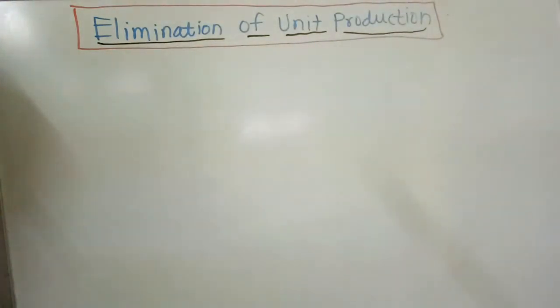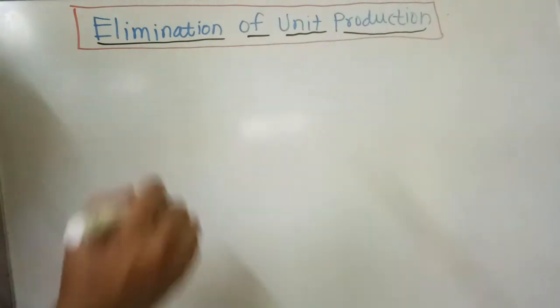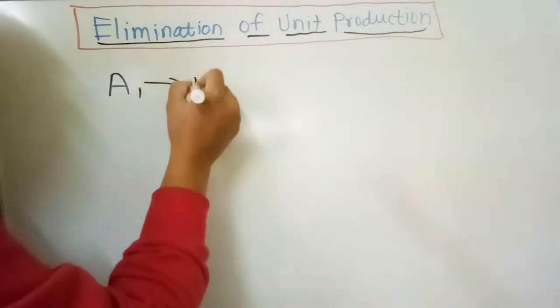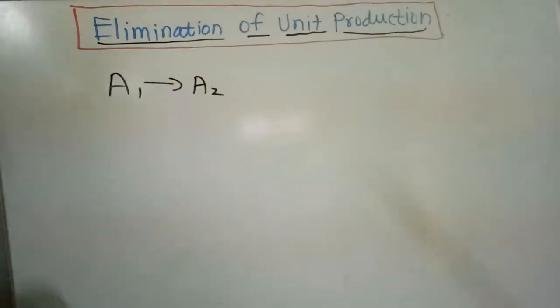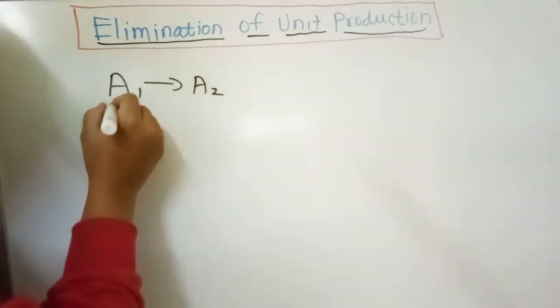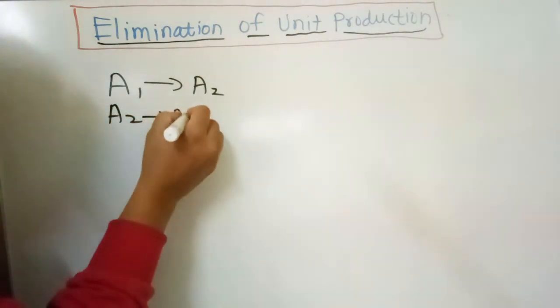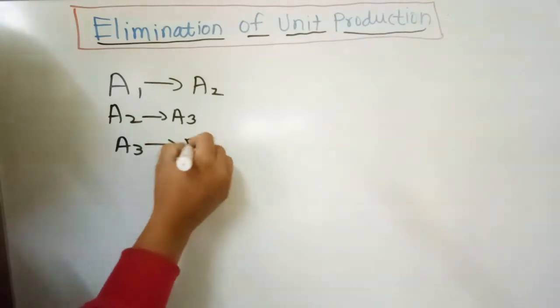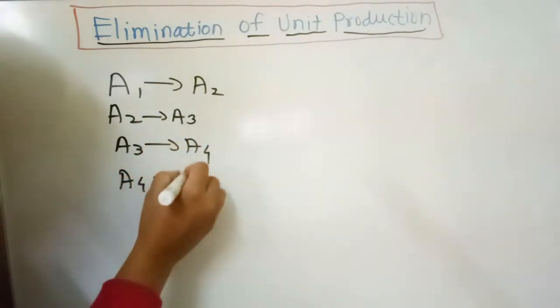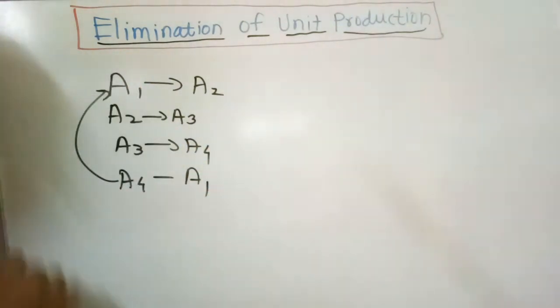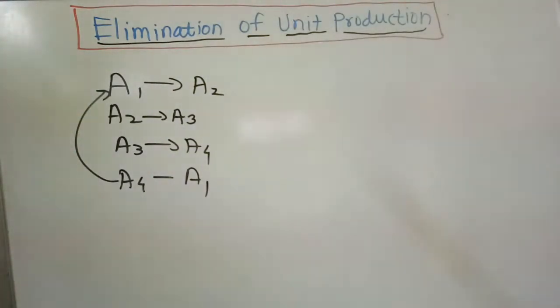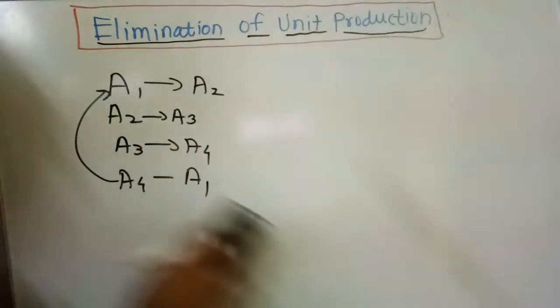The technique is used on expansion of unit productions, and the unit production disappears. This technique works in most of the cases. For example, there is a production A1 gives A2, again there is a production A2 gives A3, A3 gives A4, and again this A4 ultimately produces A1, meaning this is present in a cycle form. So we have to eliminate such unit productions.